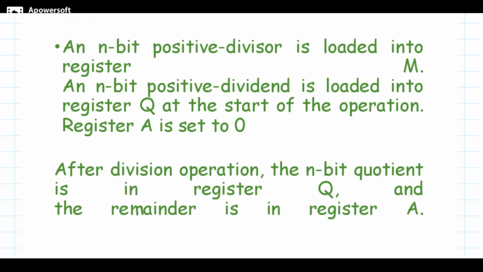An n-bit positive divisor is loaded into register M. An n-bit positive dividend is loaded into register Q at the start of the operation. So initially we load the divisor into register M and the dividend into register Q, and we take one more register A and initialize it with zeros. After the division operation, the n-bit quotient is in register Q and the remainder is in register A.